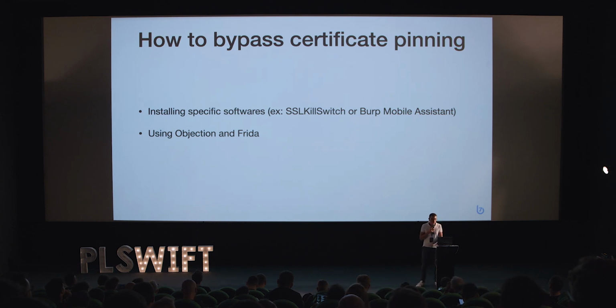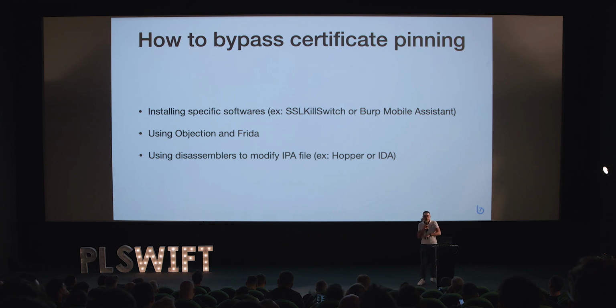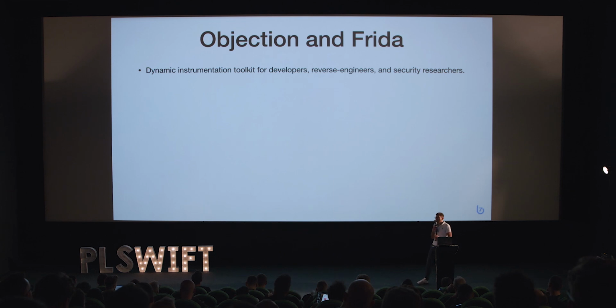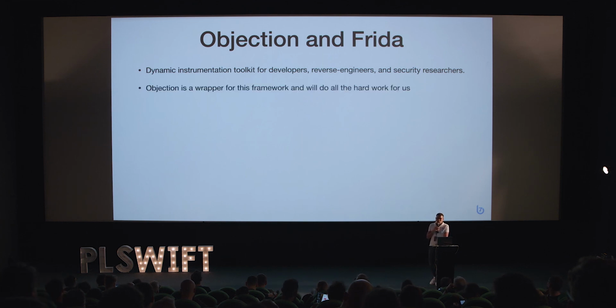We will see very soon what they are. Or we can use a disassembler to modify the IPA. So we disassemble the IPA and do some modification to it. And for this, we can use Hopper or IDA. So what are Objection and Frida? Basically, Frida is a dynamic instrumentation toolkit that allows you to do several things, for example, pen tests, security research, and reverse engineering of applications. Then Objection is a wrapper for this framework and will do all the hard work for you. Basically, you have to do almost nothing.